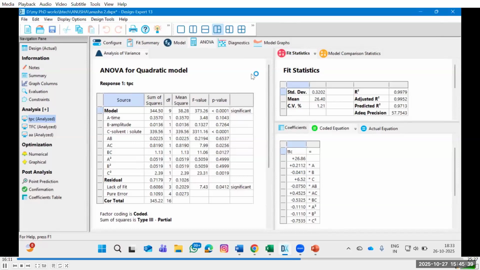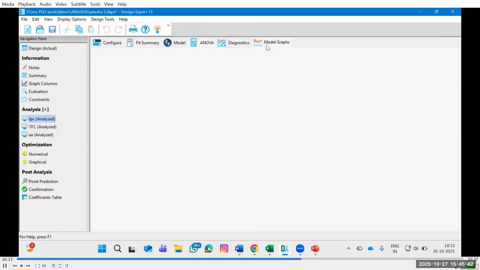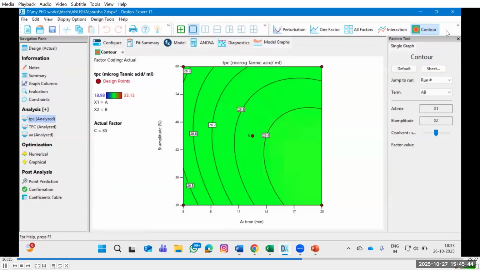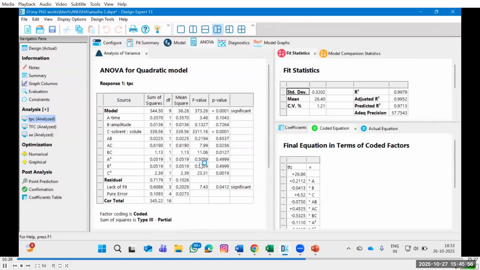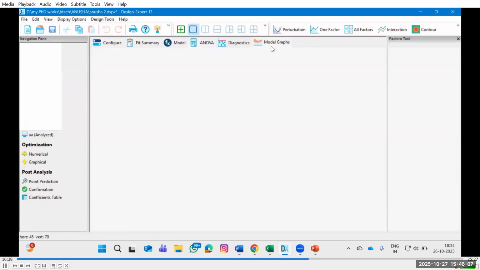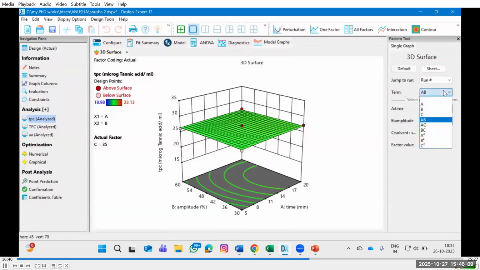This can also be seen from the model graphs. This is the contour type graph. Another graph is the 3D surface graph. In the 3D surface graph, as in the ANOVA, AB, AC, and BC are shown. AC and BC have highly significantly affected the phenolic compound. So we'll basically check these two.